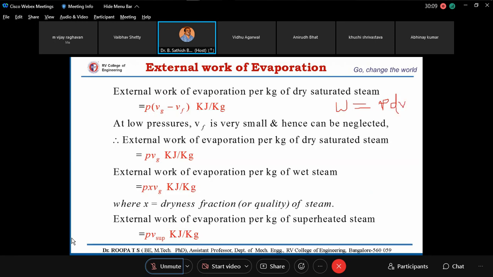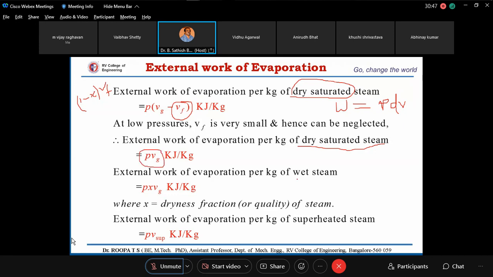So what is the change in volume here? Since I am addressing dry saturated steam, I have to take Vg minus Vf. Vf is very much negligible, as you all know. In the previous equations also, we neglected the term 1 minus x into Vf in the volume equation because it is very small. Considering it as very small, we neglect this Vf term. So the external work of evaporation for dry saturated steam becomes P into Vg.